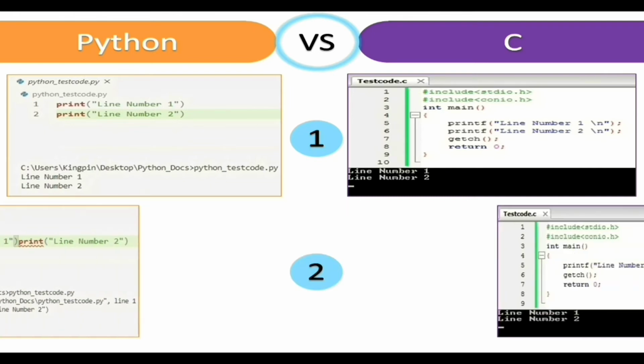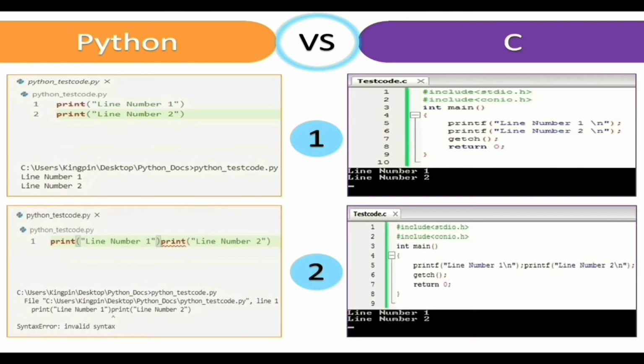Now let's move on to the second point of difference, which is on ending a line of code or statement. Python uses a new line to end a statement, and C does the same work with the help of a semicolon. Hence, for C, it is completely okay to write more than one statement in the same line. However, in Python, an error will occur if someone tries to do the same.